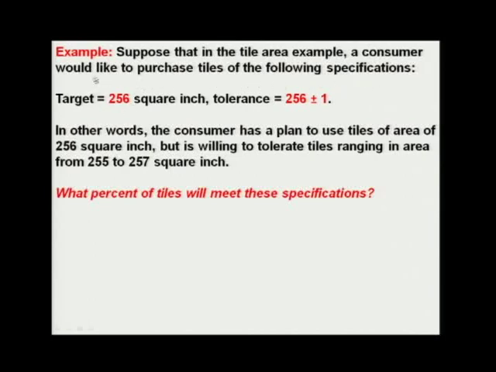He wants a target of 256. So we got lucky here because our average value based on the sample we just looked at is 256. But he will not tolerate anything that is below 255 or above 257. So he's given us specifications of 256 plus or minus 1. Okay? As a manufacturer, you should determine what percent of your tiles can actually meet these specifications.